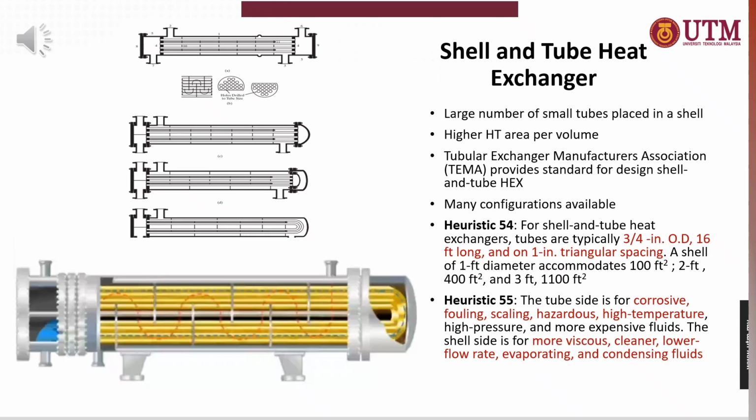For shell and tube heat exchangers, tubes are typically 3/4 inch outer diameter, 16 feet long, and on 1 inch triangular spacing. A shell of 1 foot diameter accommodates 100 square feet, 2 feet accommodates 400 square feet, and 3 feet accommodates 1100 square feet. Next, the tube side is for corrosive, fouling, scaling, hazardous, high temperature, high pressure, and more expensive fluids. The shell side is for more viscous, cleaner, lower flow rate, evaporating and condensing fluids.